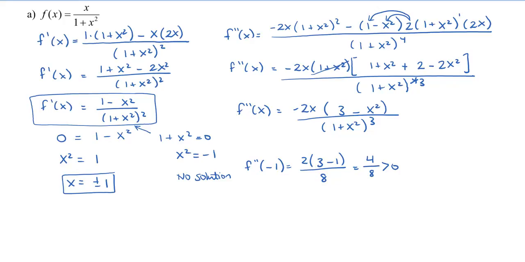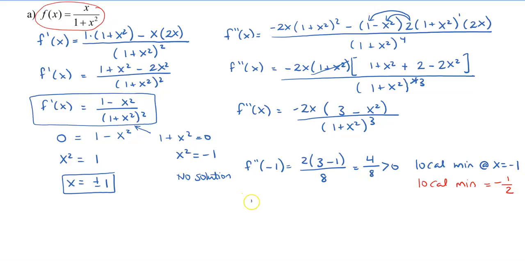Okay, so therefore, I have a local min at x equal to negative 1, and I want to find out what the y value is. Don't forget that the minimum is actually plugging negative 1 into my original function back up here. Okay, so actually I'm going to rewrite this like this so that I can show you that the local min is equal to negative a half.